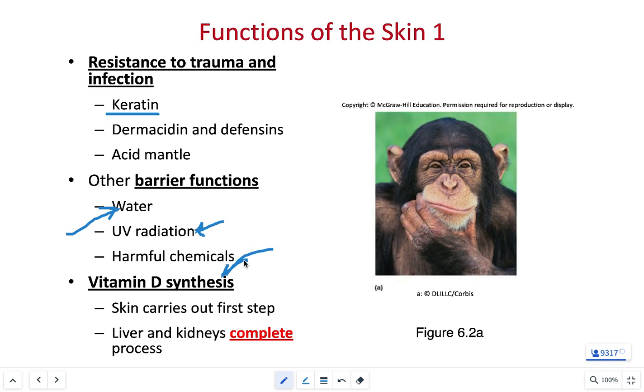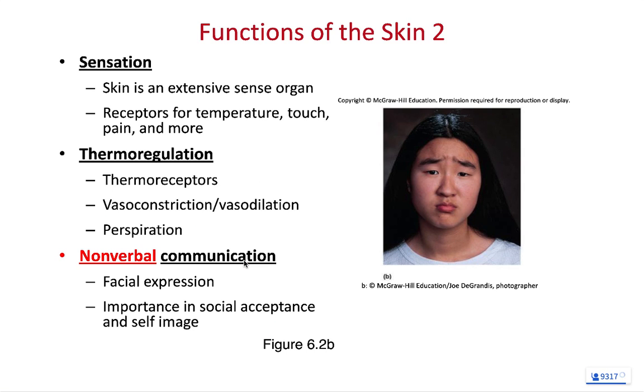Now, we don't only make vitamin D in our skin. That's a common misconception. Vitamin D is partially processed in our skin, but other parts of our body that help to process the vitamin D include the liver and the kidneys. So the skin is just one of the places where we process that vitamin D.